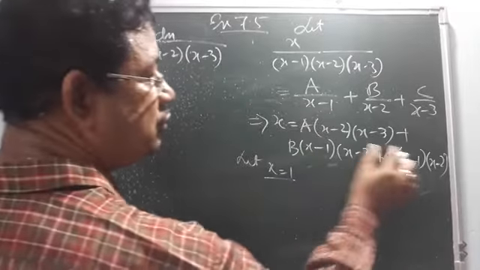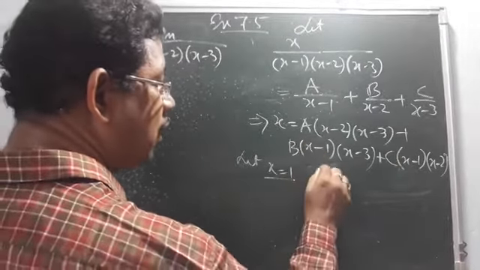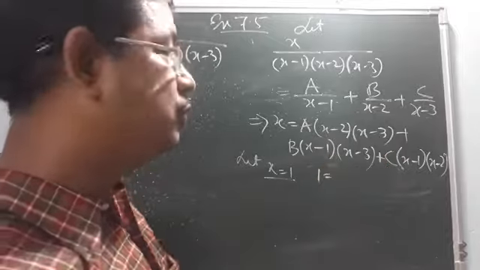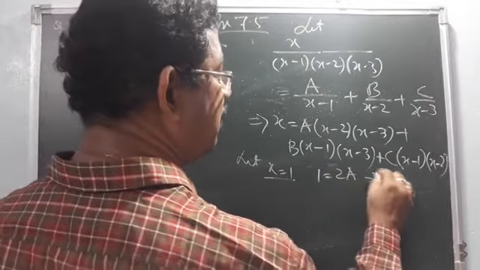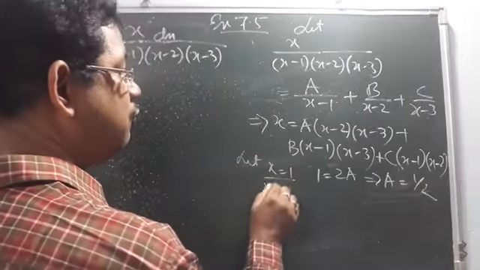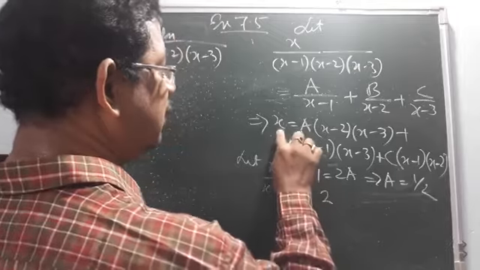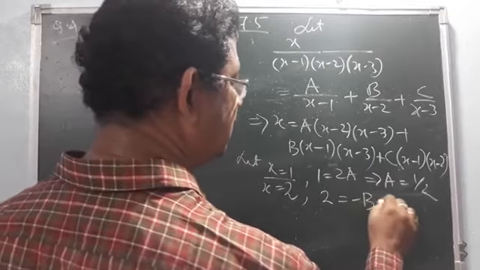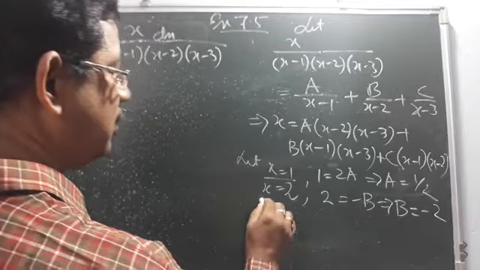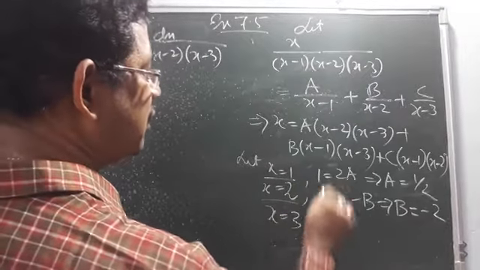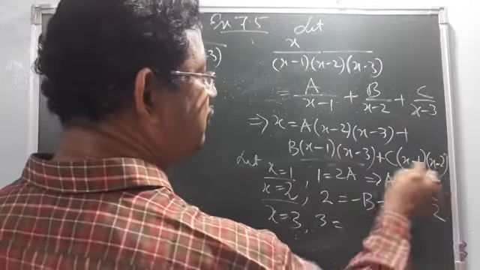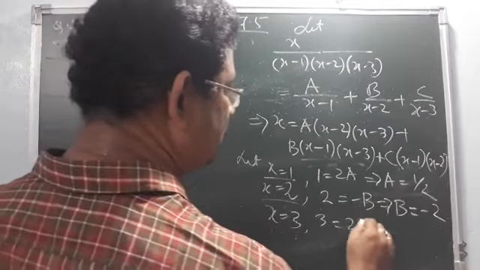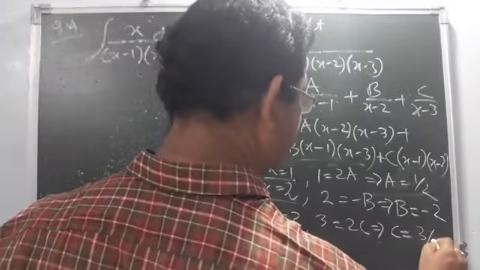Why 1? Because this will be 0, this will be 0. So that will give this side 1. That side has minus 1 and this is minus 2, so it is twice A, so A becomes half. If we take x equal to 2, then this side is 2, and the other terms will be 0. Only here 2 minus 1 is 1, and this is minus 1, so it is minus B. So B is minus 2. If we take x equal to 3, then this side is 3, the other terms are 0, and here 3 minus 1 is 2 and this is 1, so twice C only. So C we will get as 3 by 2.